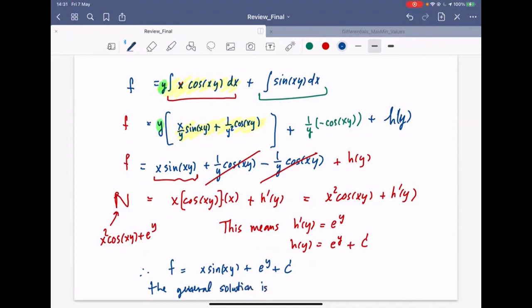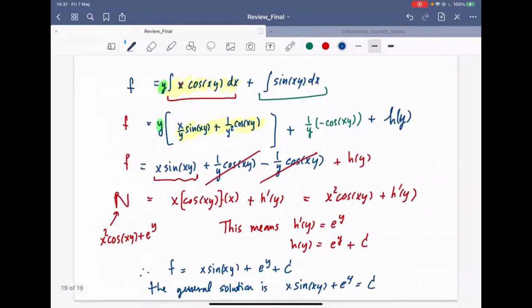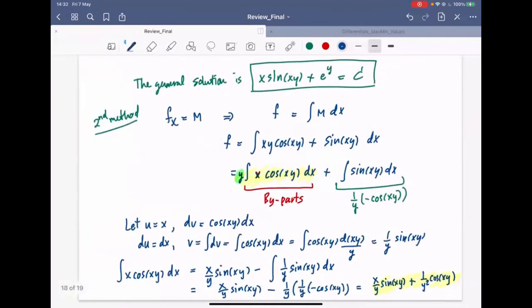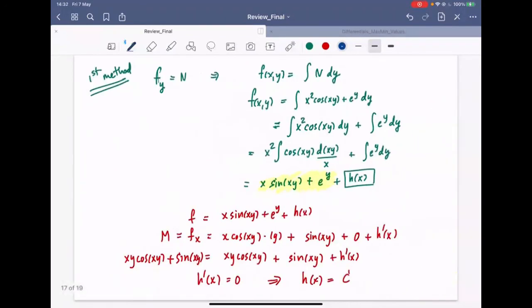It is x sine xy plus e to the y equal to some constant. Okay, so you can see that you have two ways to do it. The first or the second method depends on what you prefer to integrate. It's just a trap that if you do the x first, it's going to be integration by parts, which is a detour. But if you just do f_y equal to N first, integrating N dy first, it's a little bit easier.